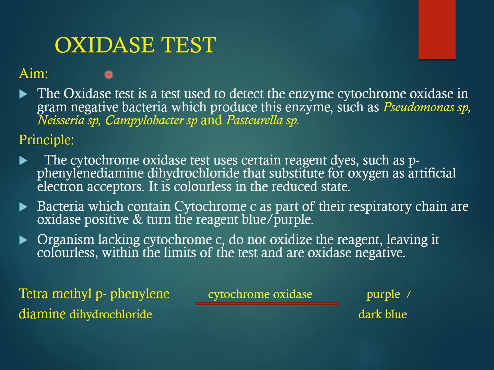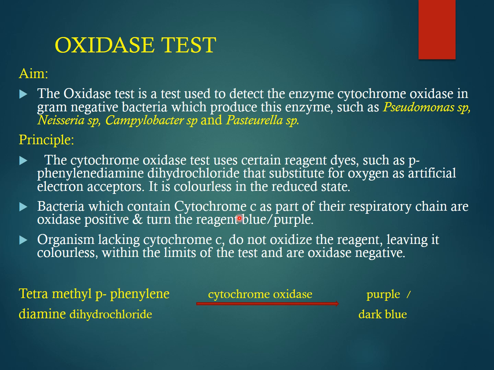Oxidase test. The aim of this oxidase test is to detect the enzyme cytochrome oxidase in gram-negative bacteria which produce this enzyme such as Pseudomonas, Neisseria, Campylobacter and Pasteurella species. Principle: the cytochrome oxidase test uses certain reagent dyes such as phenylene diamine dihydrochloride, which is impregnated in the oxidase disc and acts as a substitute for oxygen as an artificial electron acceptor. It is colorless in the reduced state.